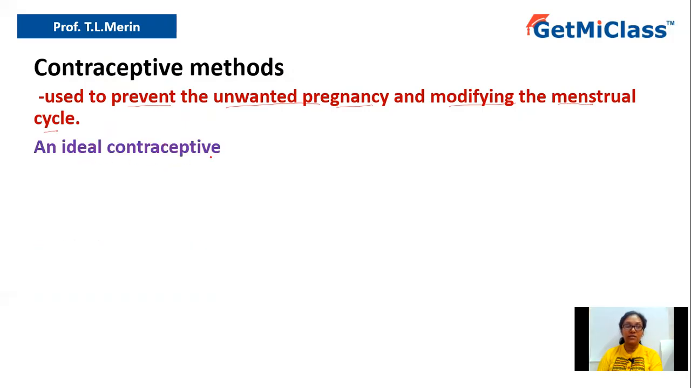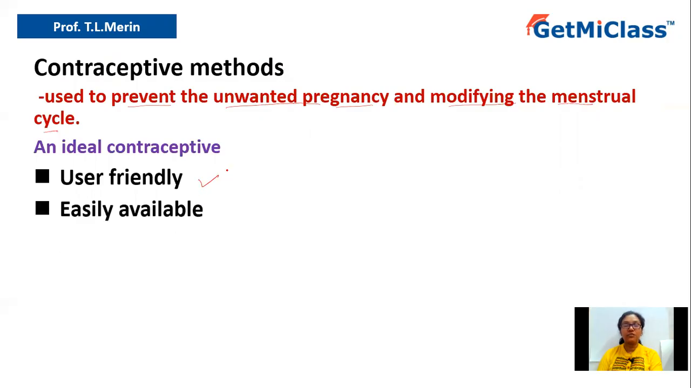Then an ideal contraceptive. So let us see what an ideal contraceptive is. These are the characteristics of an ideal contraceptive. They should be user friendly. That means it should be easily usable by the person who is using it. Then easily available. Of course it should be easily available. If not, then people may not try to buy it or afford it or get it and use it. Then it should be effective.